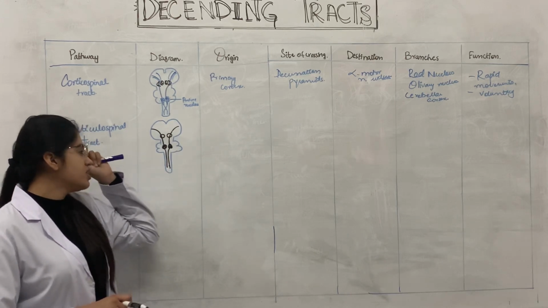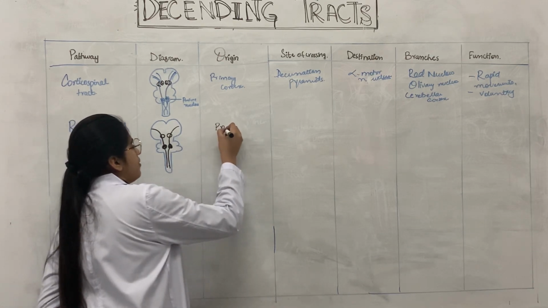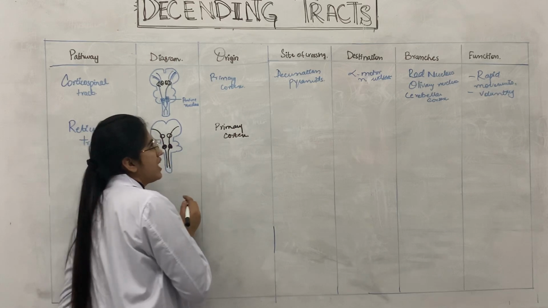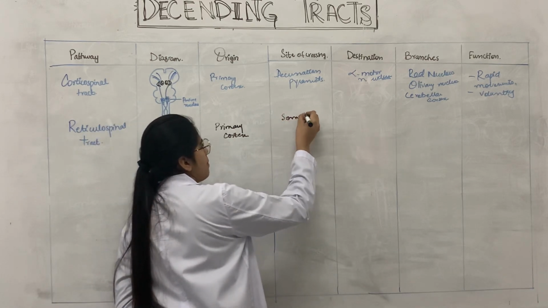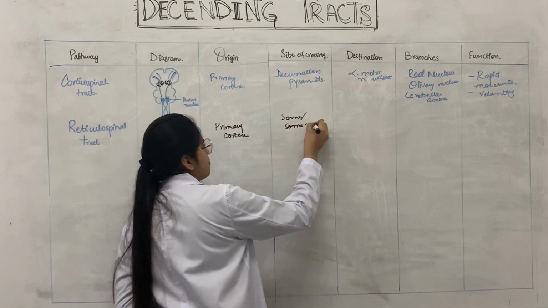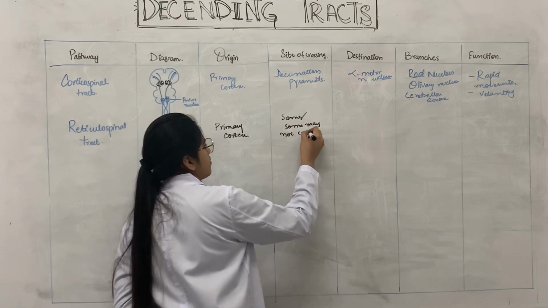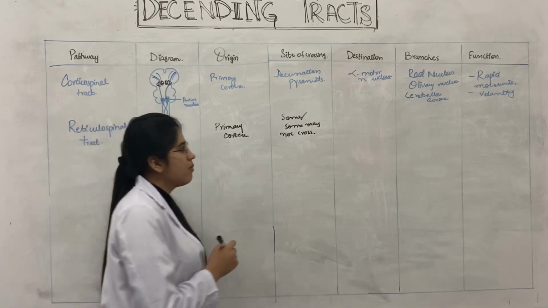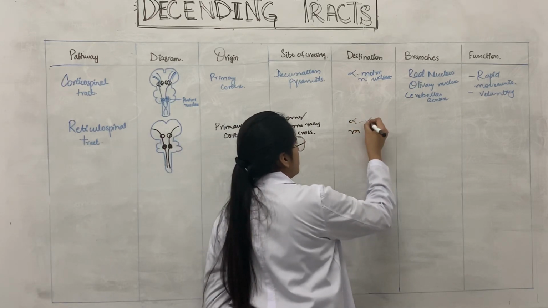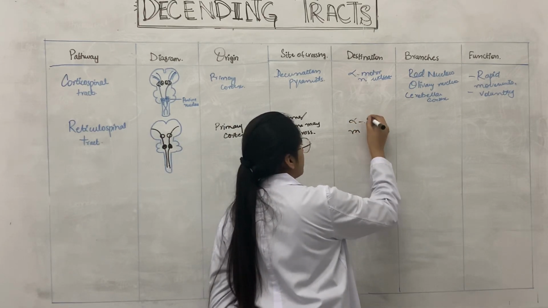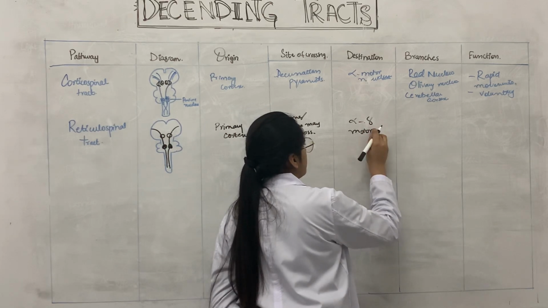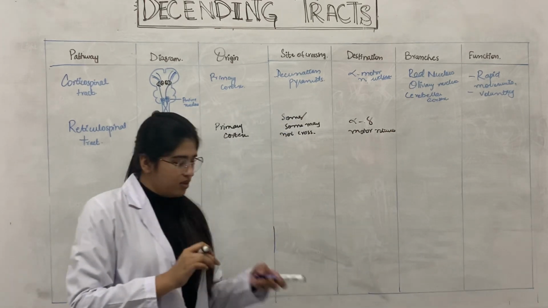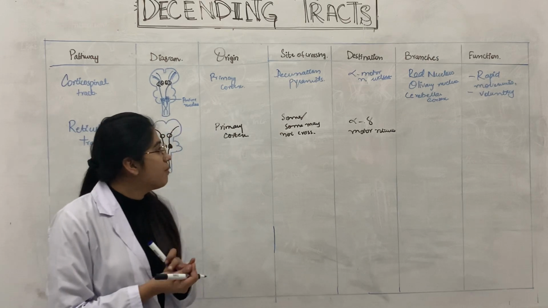So what is the origin? Origin is the primary cortex. What about the site of crossing over? Some may cross or some may not. Okay, and what is its destination? Actual destination is alpha and gamma motor neurons. What happens afterwards? What about the branches?